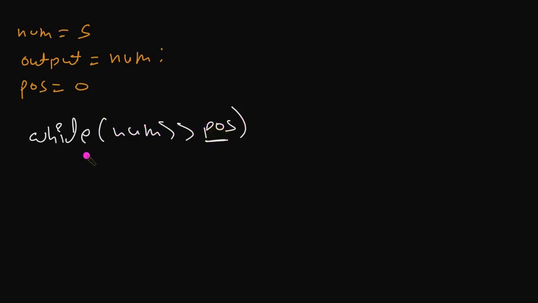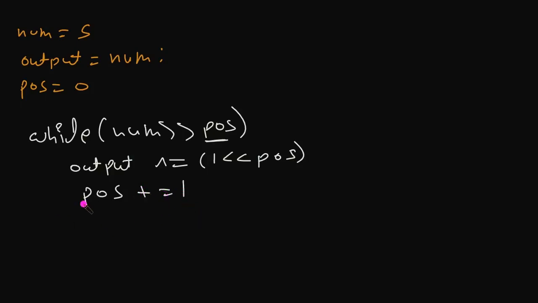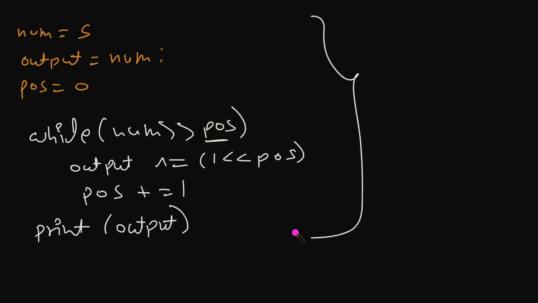So the first operation is simple. We will XOR output with itself and 1 shifted by position, and each time we will just increment the position value by 1. At the end of the loop we will simply print our output, or we can return it if it is a function. So this is a very simple code for that.